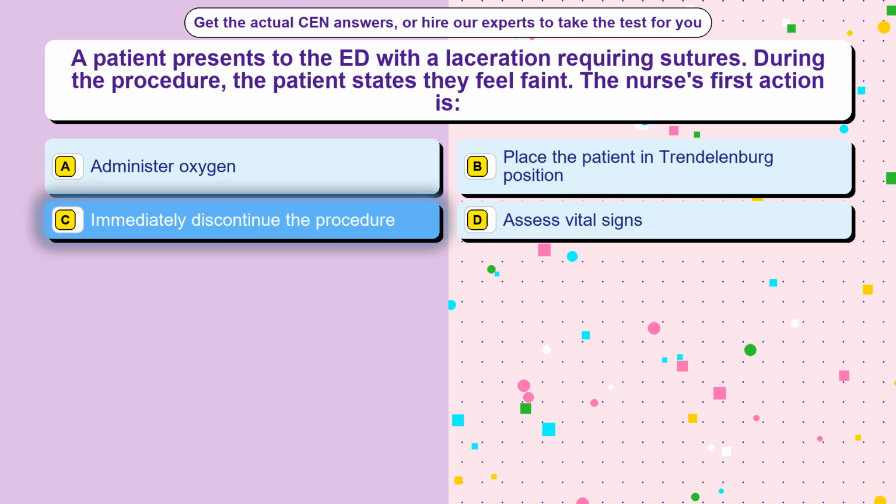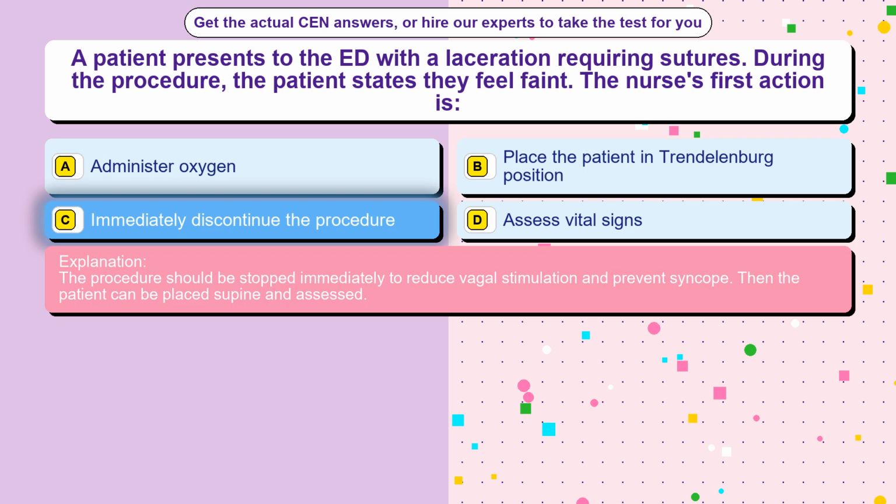The correct answer is option C, immediately discontinue the procedure. The procedure should be stopped immediately to reduce vagal stimulation and prevent syncope. Then the patient can be placed supine and assessed.